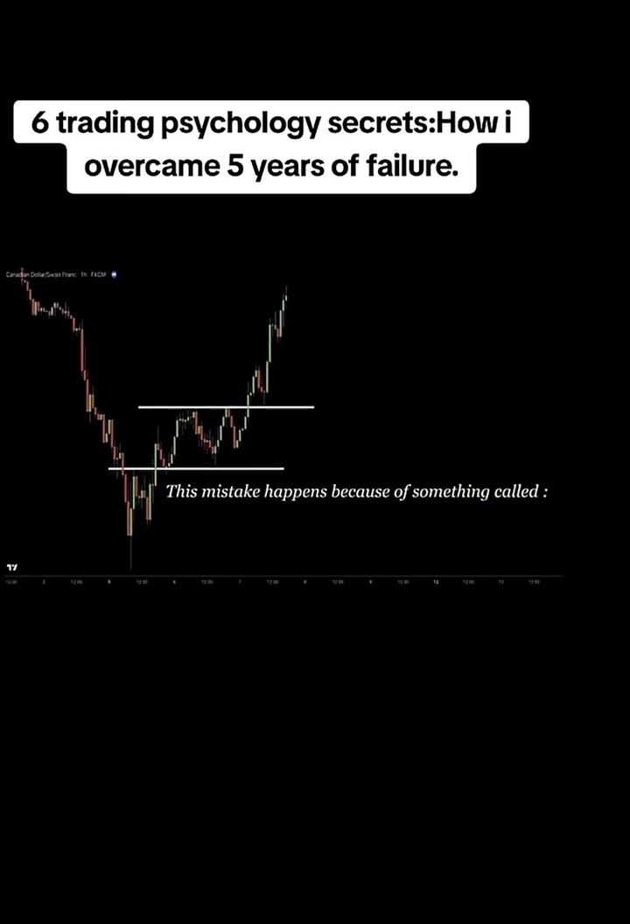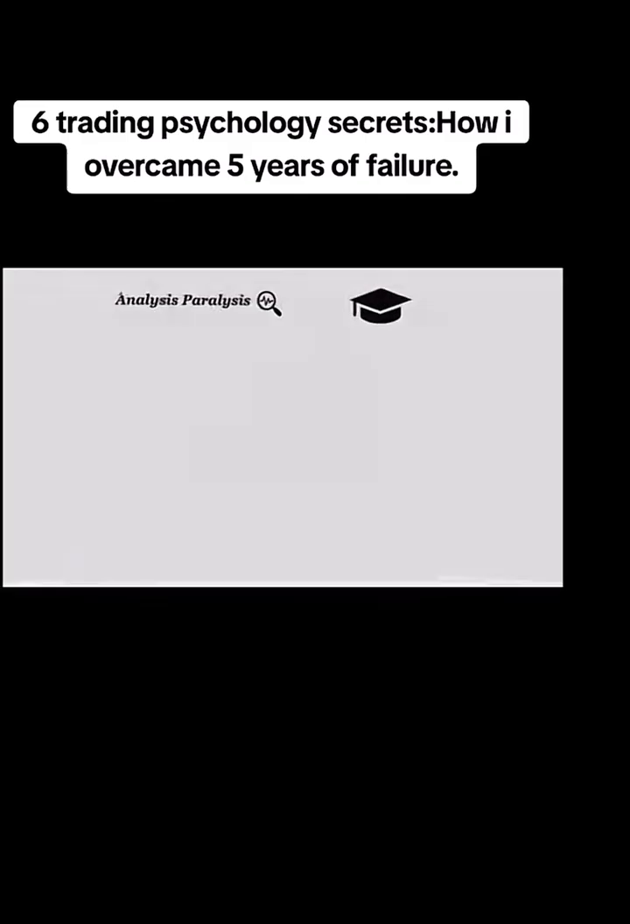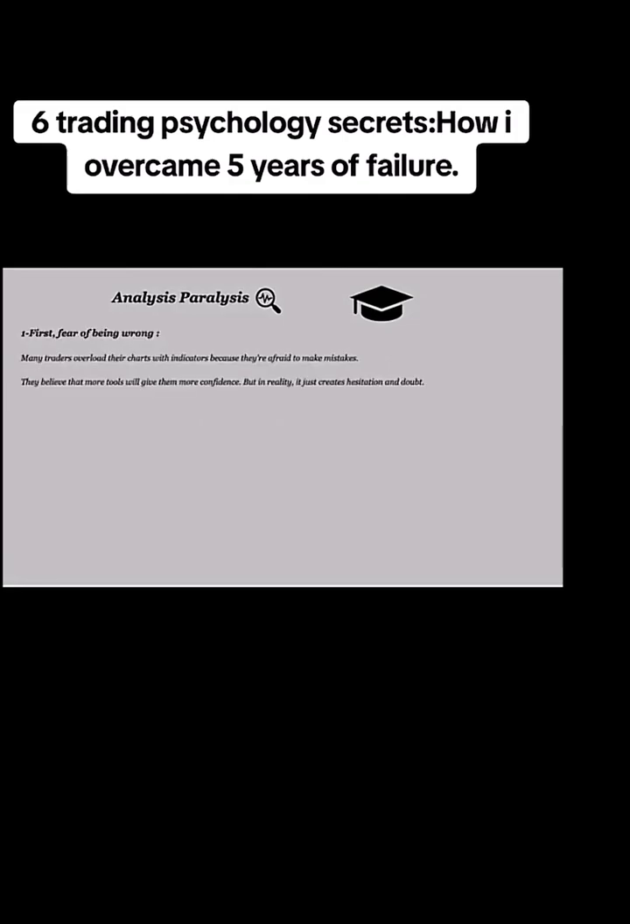This mistake happens because of something called analysis paralysis, a psychological state where overthinking leads to confusion and indecision. Here's why it happens. First, fear of being wrong. Many traders overload their charts with indicators because they're afraid to make mistakes. They believe that more tools will give them more confidence, but in reality, it just creates hesitation and doubt.